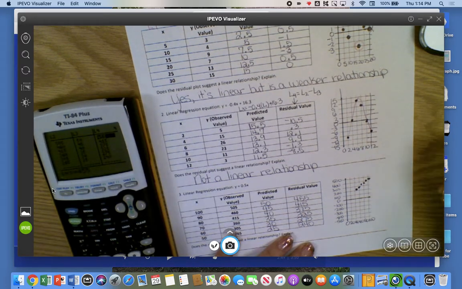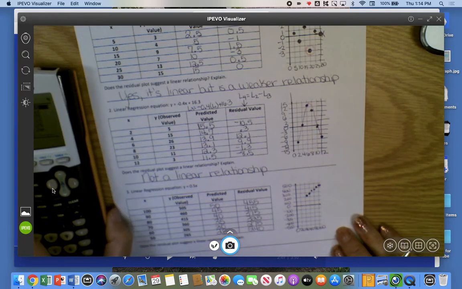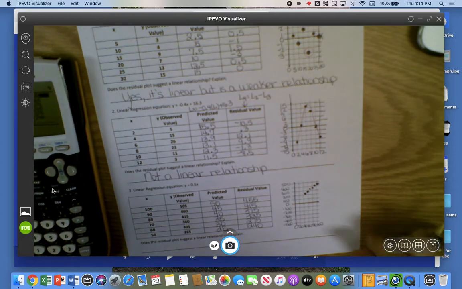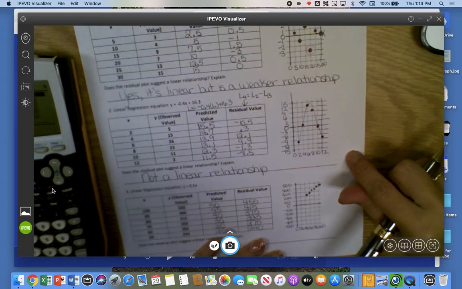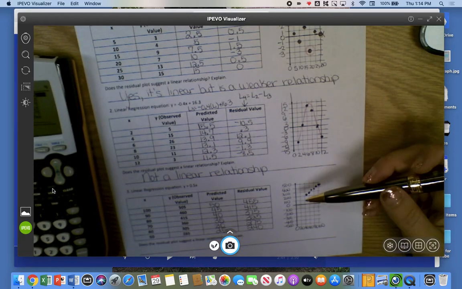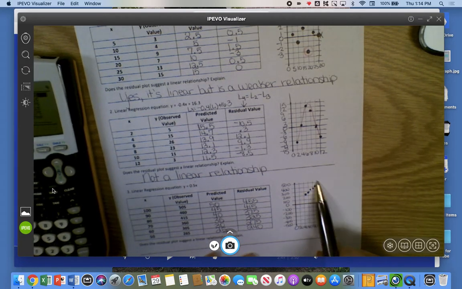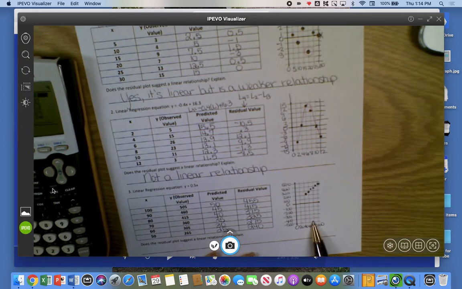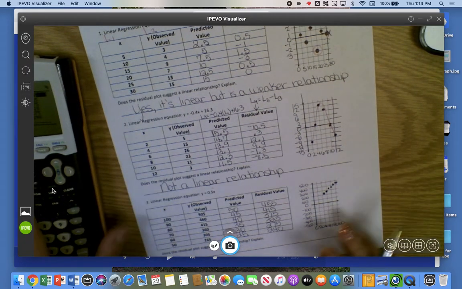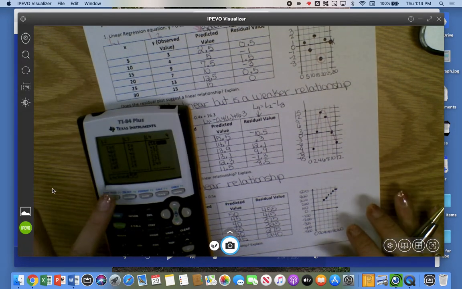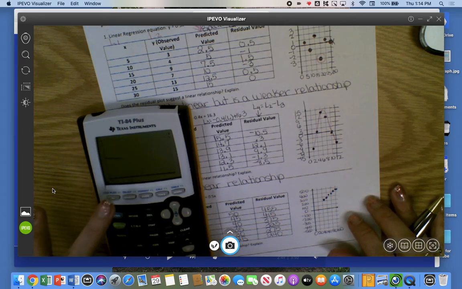All right, so if we look at this, this is a really strange thing. Whenever you plot this out, these points look linear. But if you are basing it off of this regression equation, you can see all of the points are above, we have no points below the line. So on this, I do want you guys to see our graph.